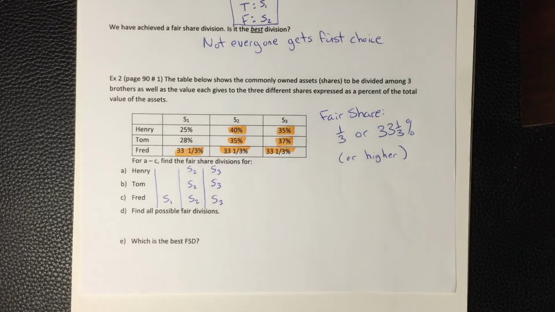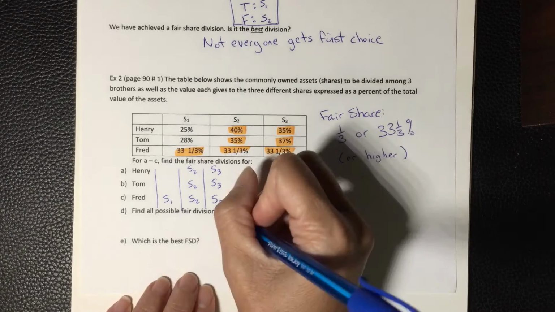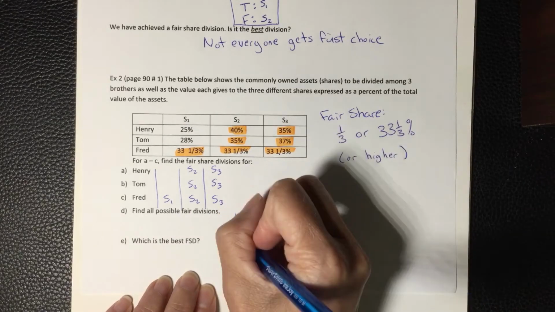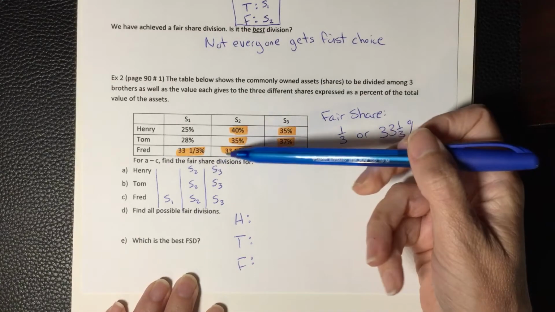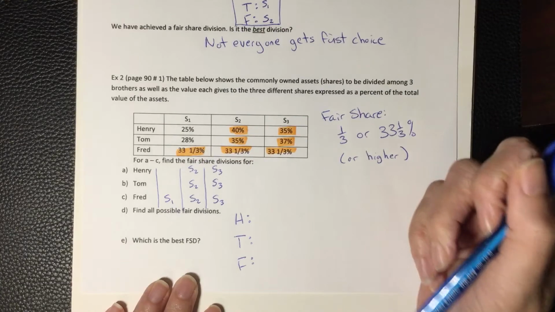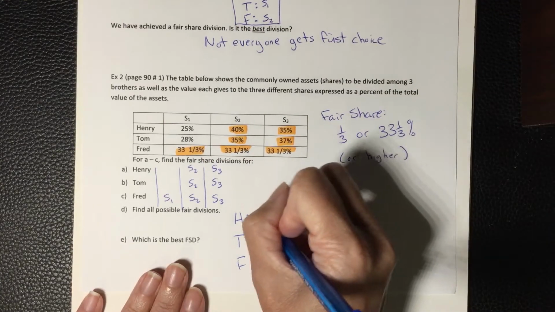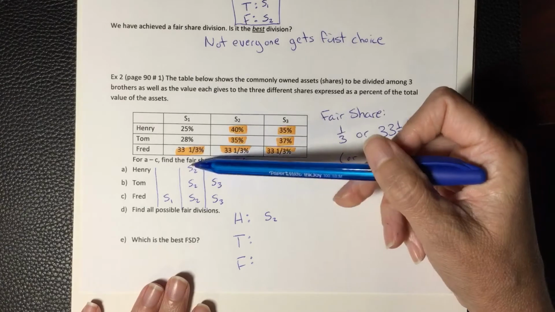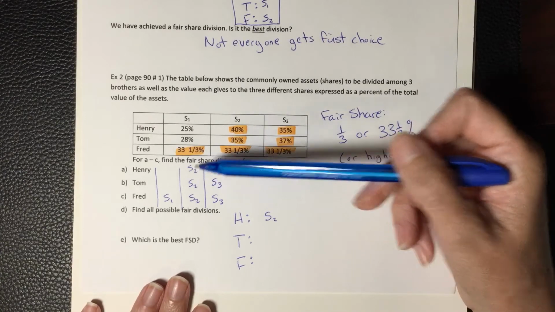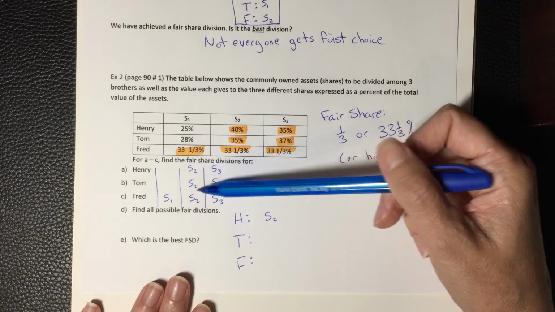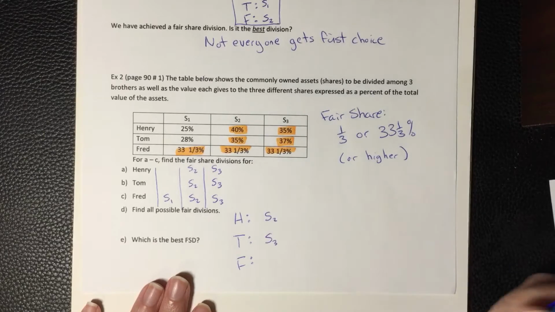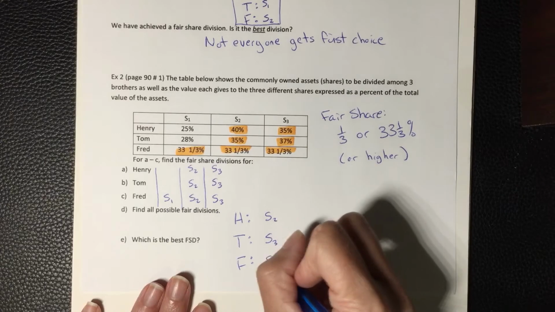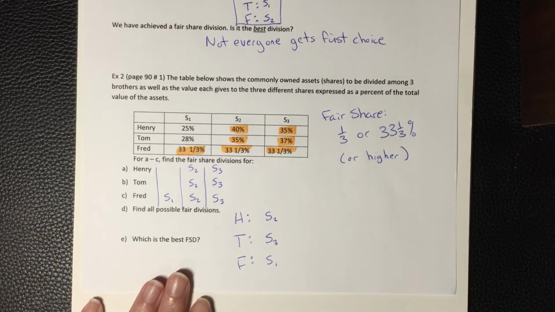All right, so on this one, there's going to be more than one fair share division. So I'm going to list out Henry, Tom, and Fred. Let's just start with Henry. We could give him either share 2 or share 3. So let's just pick one. Let's say we give him share 2. Now that piece has been given away, so we can't give it away again. So if we go down to Tom, 2's already been given away, so the only one left on his list is 3. So if we've given away share 2 and share 3, the only thing left for Fred is share 1. So this would be considered a fair share division.